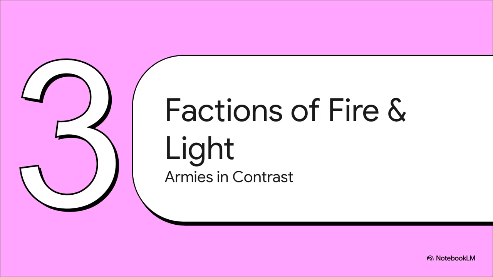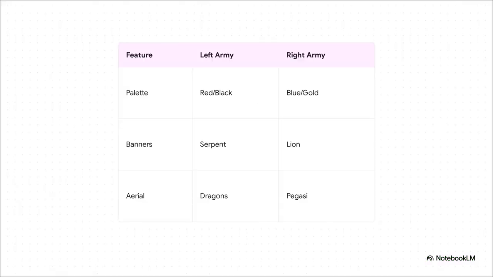All right, Section 3, Factions of Fire and Light, Armies in Contrast. So who actually populates these radically different environments? This visual breakdown perfectly categorizes the troops for us, showing exactly how color theory and bestiary choices define the identity of each opposing faction. We've got a red and black palette versus blue, gold, and silver. We have a black serpent on the banners versus a golden lion.